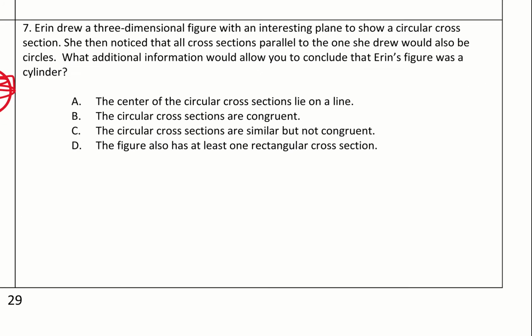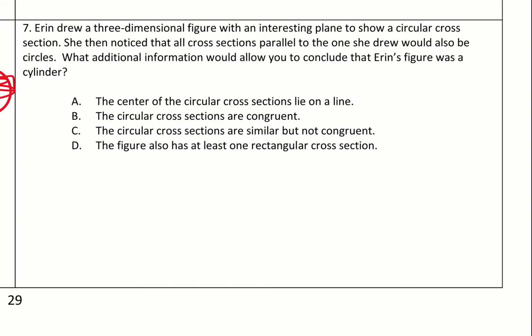Number 7, Erin drew a 3-dimensional figure with an interesting plane to show a circular cross-section. She then noticed that all cross-sections parallel to the one she drew would also be circles. What additional information would allow you to conclude that Erin's figure was a cylinder?